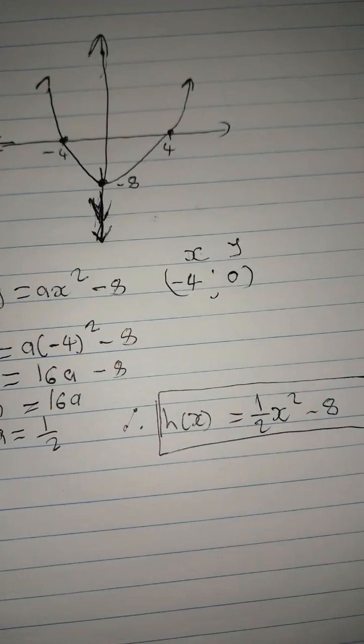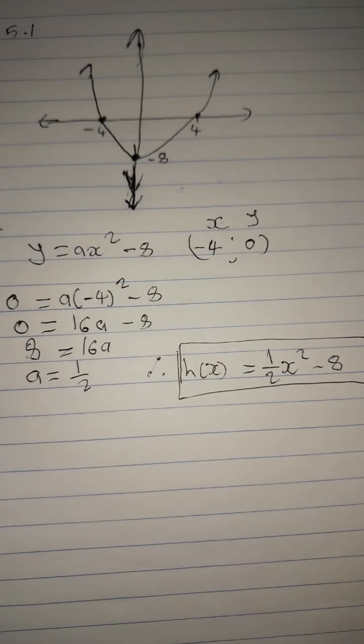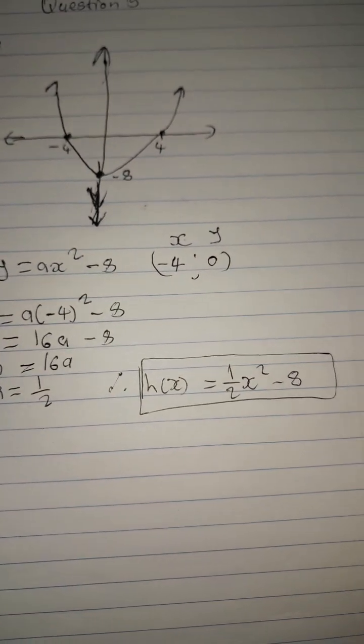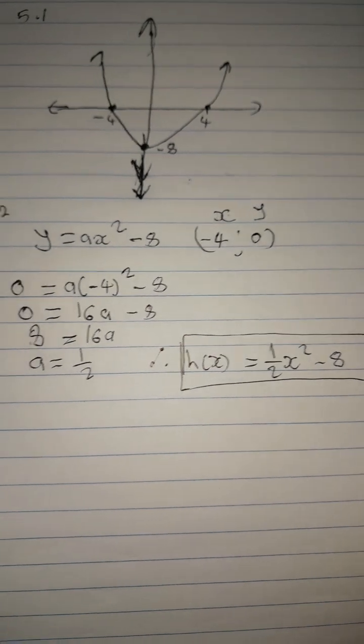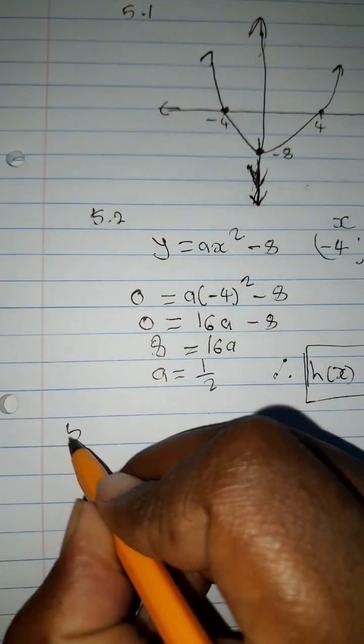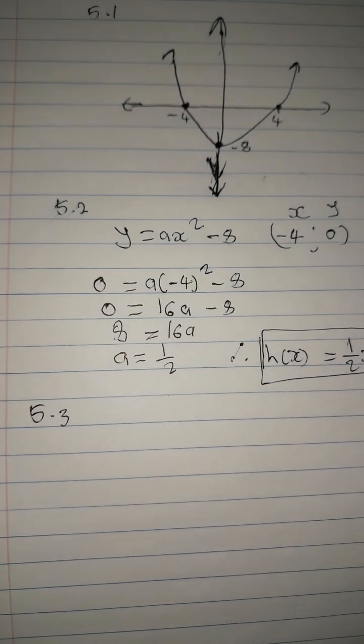Beautiful 3 marks, guys. Beautiful 3 marks. You just have to follow what is said in the statement. You will never go wrong as long as you follow the rules. Rules and basics are very important. So we are going to 5.3. We will also look at 5.4 as well.